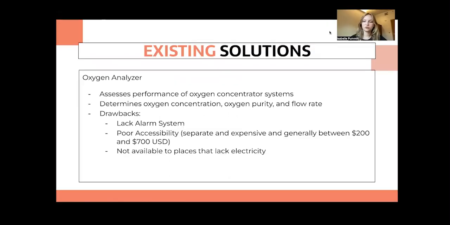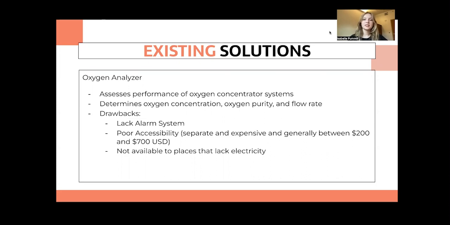Looking at existing solutions to measure oxygen concentration, the primary option is an oxygen analyzer. These devices assess the performance of oxygen concentrator systems through oxygen concentration, oxygen purity, and flow rate measurements. Some of the drawbacks of these devices include a lack of an alarm system that alerts doctors and other providers when the oxygen concentration dips below a certain percentage.